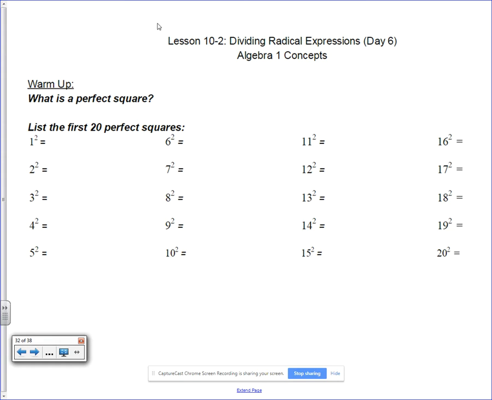If you would please go ahead and fill in this first portion, what is a perfect square, and list your first 20 perfect squares. Thank you. So if you are not done with that, go ahead and pause the video, and when you're ready to resume, go ahead and push play.